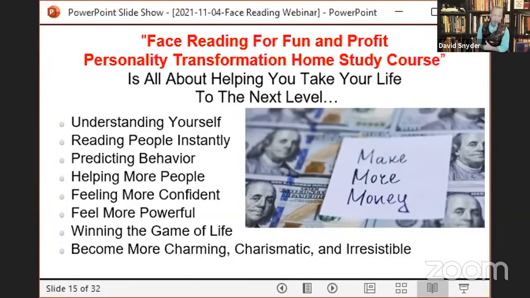It's going to teach you how to understand yourself better, how to read people instantly, even from across the room, how to predict their behavior, how to help more people by understanding them, their public side, their private side, the things they want, the things they're holding on to, the things they don't want to talk about, and helping them get clear of it. You'll feel more confident because when you look at somebody, everything you need to know about them will be as plain as literally the markings on their face.